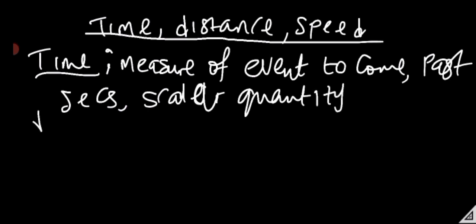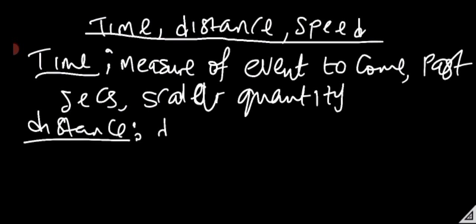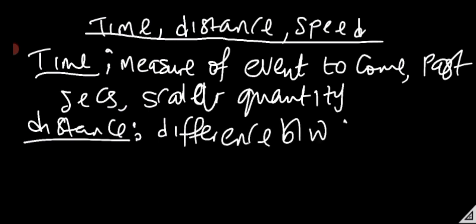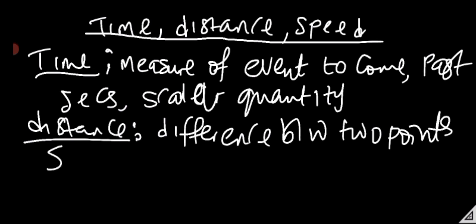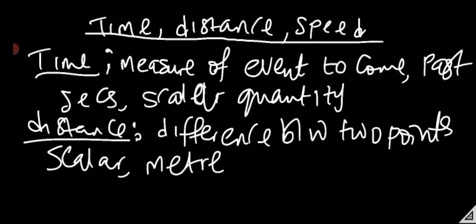The next one we'll talk about is distance. What is distance? Distance is defined as the difference between 2 points. Is distance a vector quantity or a scalar quantity? Distance is a scalar quantity, right? And the unit for distance is the meter, m. If they give you this in kilometers, make sure you change it to what? Meters. Alright.